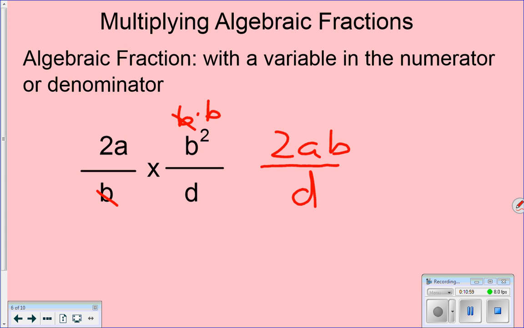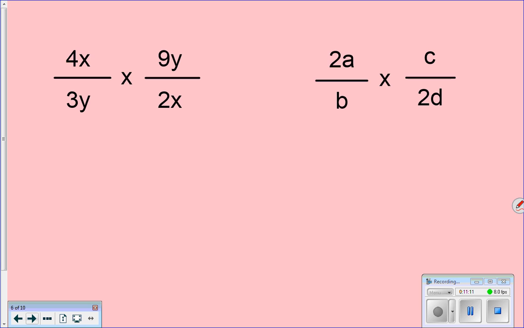Can't reduce anything else. Remember, anytime you have two of the same variable, that technically means they're the same number. When they give you what a would be, it's the same number. If they give you what b would be, it'd be the same number. So that's why you can reduce it. Let's do a few more together. Let's do this one together.